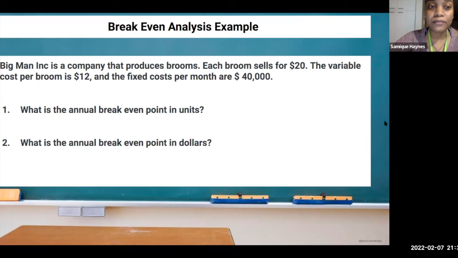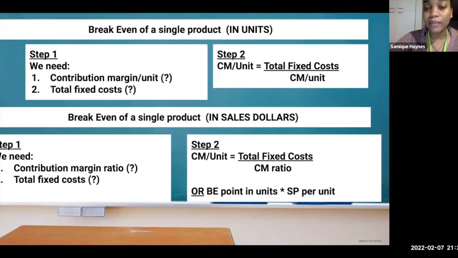Here's an example. Big Man Inc. is a company that produces brooms. Each broom sells for $20. Can you take a picture of this slide so you can use it to answer the next question, please? 5, 4, 3, 2, 1, 0.